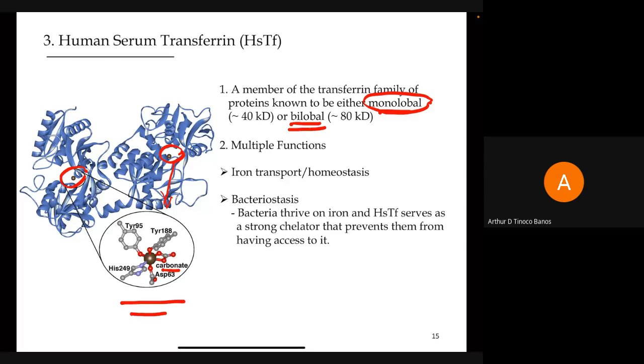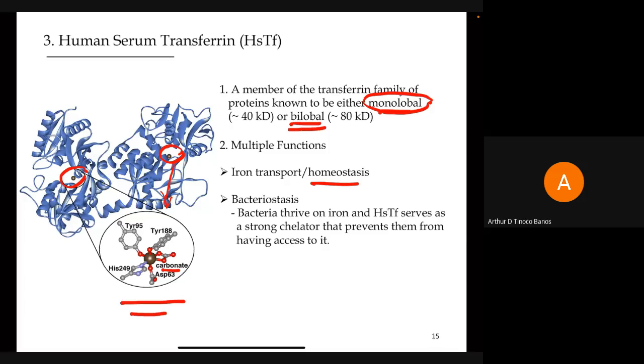The protein plays a number of functions. It helps to transport iron to our cells, but also to regulate the homeostasis of this metal. And it can play a role of bacterial stasis. And so bacteria thrive on iron. I've mentioned that in our previous lecture. Bacteria, as I discussed, can even form small molecules known as siderophores to help to mobilize iron and to be able to transport it into their cells.